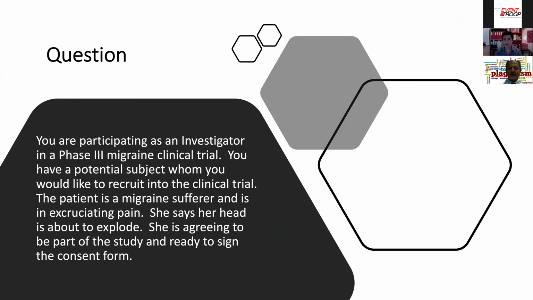So the first question is here. You are participating as an investigator in a phase 3 migraine trial. You have a potential subject whom you would like to recruit into the clinical trial. The patient is a migraine sufferer and is in excruciating pain. She says her head is about to explode, but she's agreeing to be part of the study and is ready to sign the consent form. So my question is, would you put this individual in that clinical trial? If so, why? If not, why not?